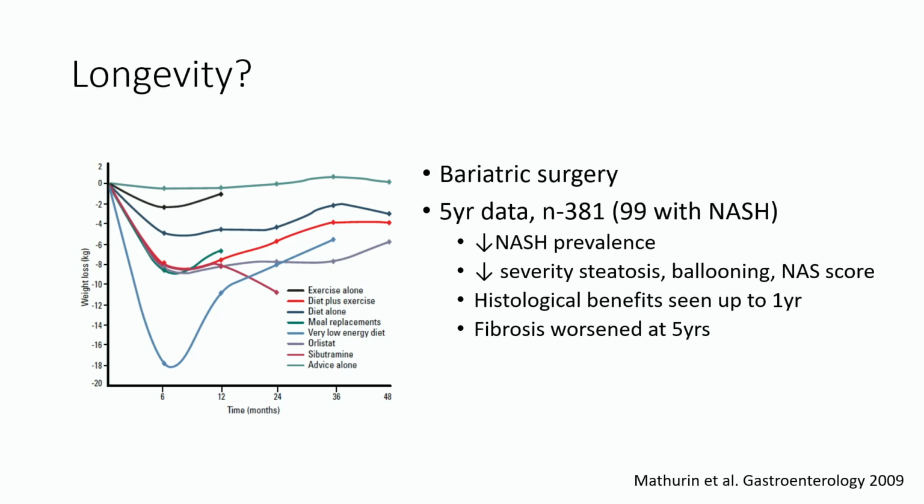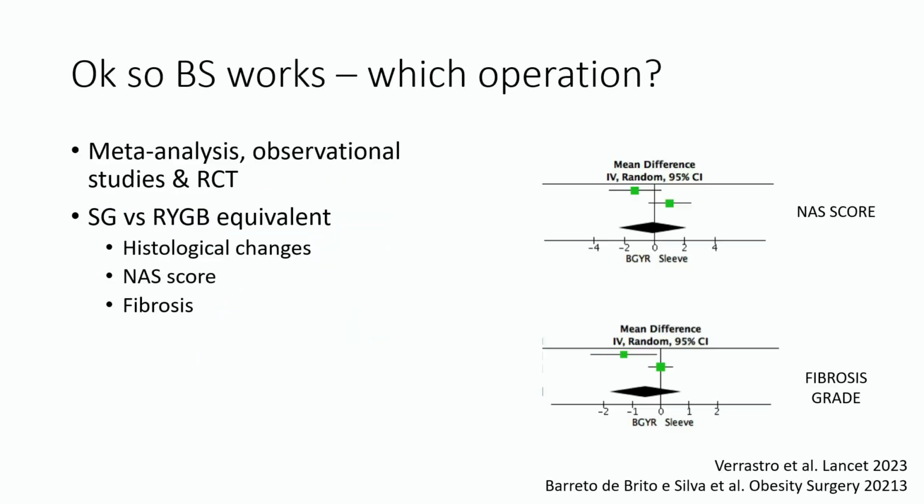In terms of bariatric surgery, it is one of the few interventions we have long-term data for. At 5 years, of the 99 people who had NASH in this group, NASH prevalence was low, and the severity of the steatosis, ballooning and the NAS score was low. But what they demonstrated was that at 5 years, the changes were essentially the same as what they demonstrated at 1 year. So remembering that your improvement goes to 1 year, but as long as your intervention is persistent, then you will maintain that improvement. The fibrosis, interestingly, in some patients did worsen over the 4 years between 1 and 5.